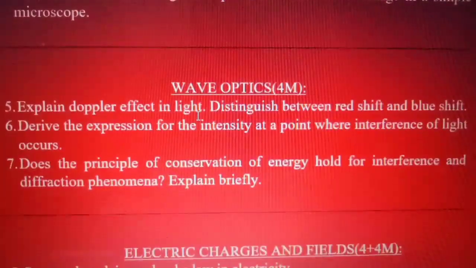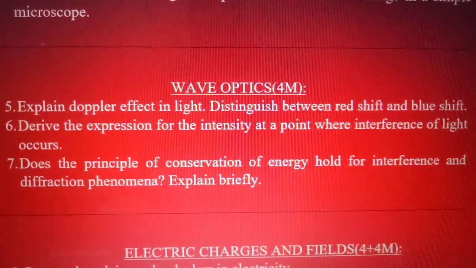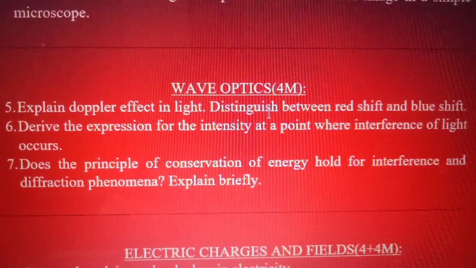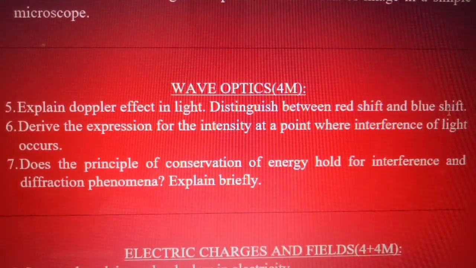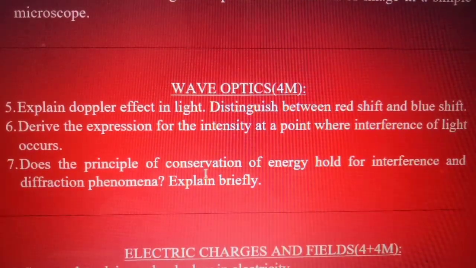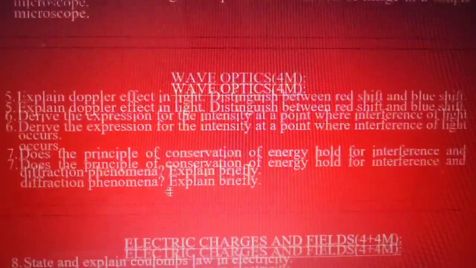And coming to the wave optics, you have only one 4 marks question for your examination, and the important questions are: explain Doppler effect in light, distinguish between redshift and blue shift. Next one is derive the expression for the intensity at a point where interference of light occurs. Next question is: does the principle of conservation of energy hold for interference and diffraction phenomena?